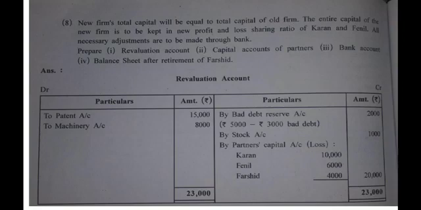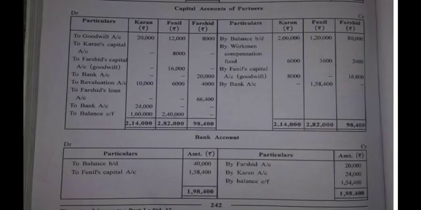Now you will write it down 23,000 on credit side. As I said, the total of whichever side is higher is to be written on both the sides, and the amount of difference is always profit or loss. In this sum, it is loss. This loss is to be transferred in partners' capital accounts on debit side.